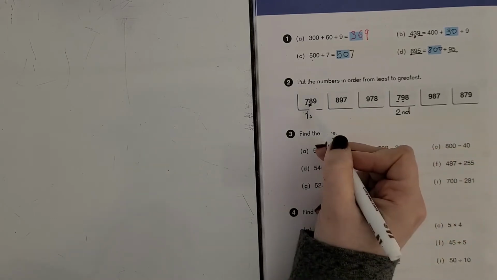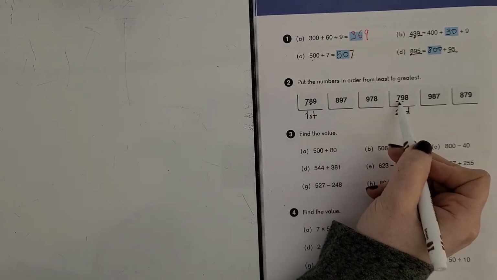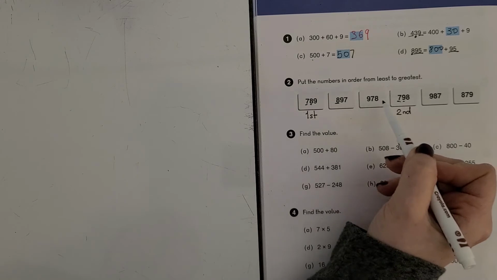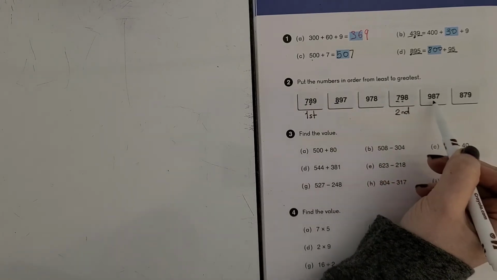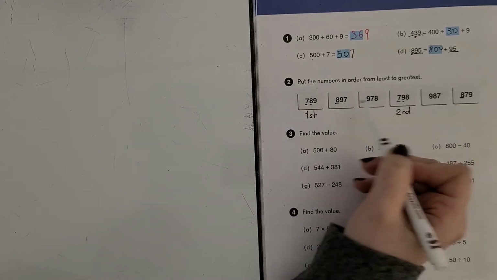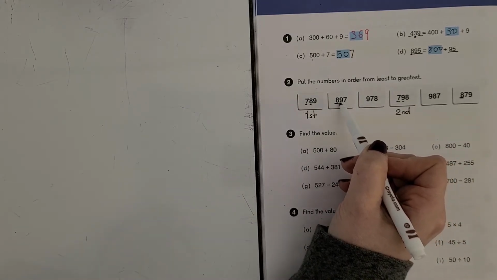Now that I've looked at all of the ones with the 7 in the hundreds place, the next hundreds place would be 8. So I'm going to look at this one that has 8 in the hundreds place. Not this one, not this one. Here's another one with 8 in the hundreds place. Because they both have an 8, now I'm going to move over to the tens place.